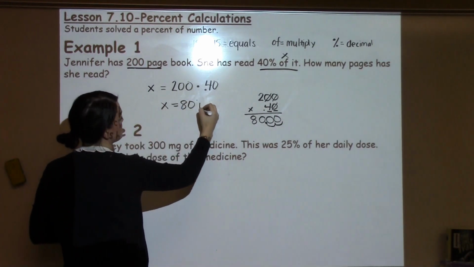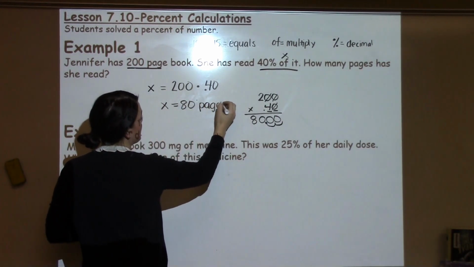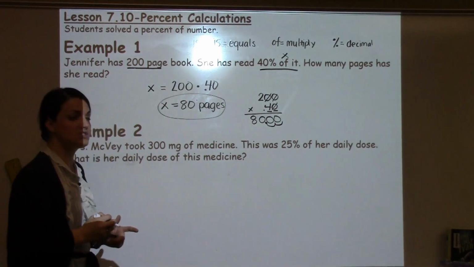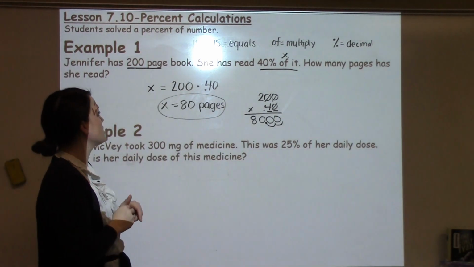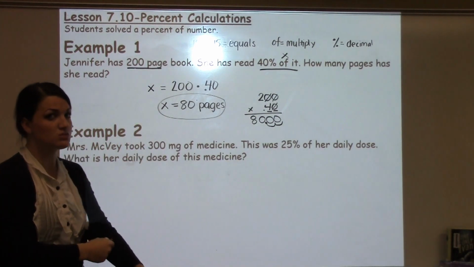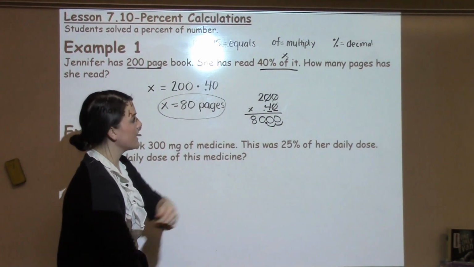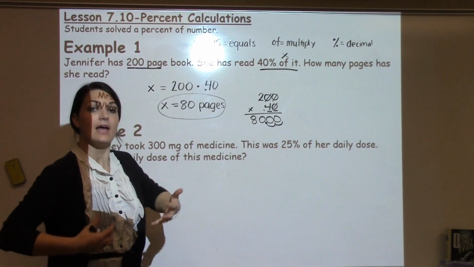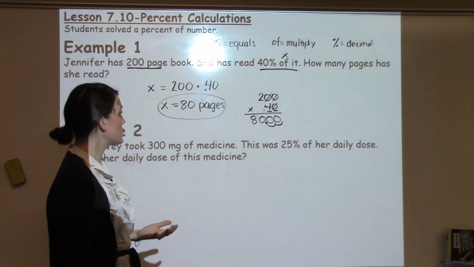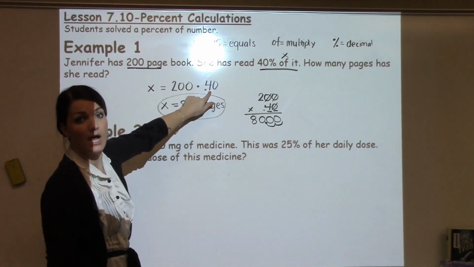Excuse me, it should be 80 pages. Now before I move on and say my answer is right no matter what, I know for sure, I really got to think about if that's reasonable. So we work with students on 40%. A percent is always out of 100. That's why we're able to write the decimal out of 100.